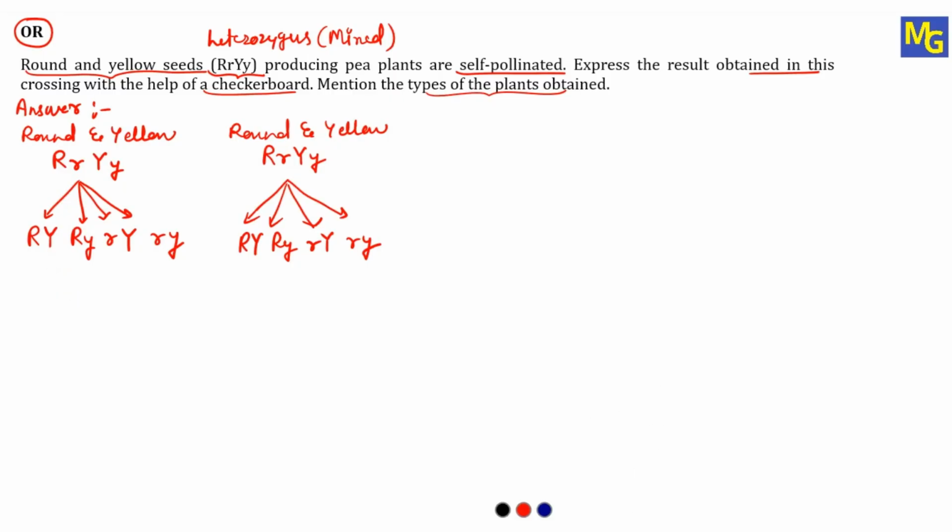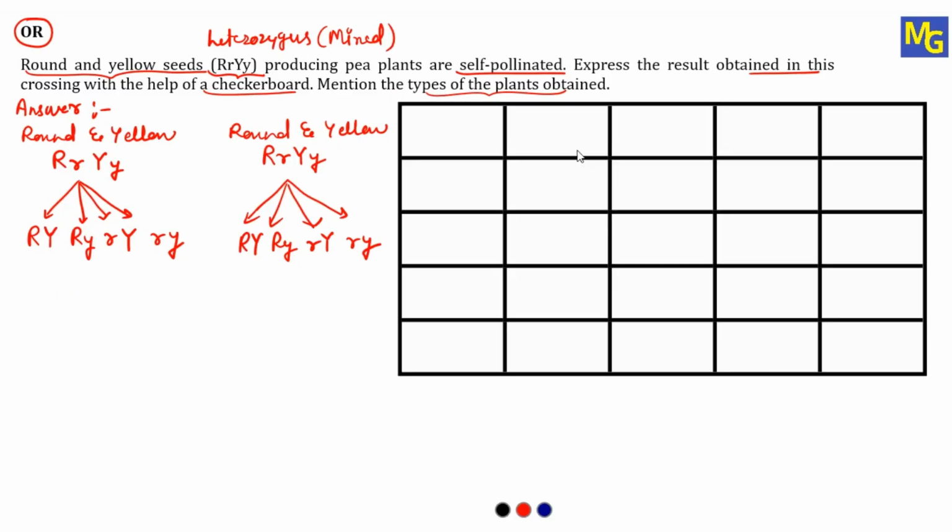So let me draw the checkerboard first. Write down here capital R, capital Y, capital R, small r, capital Y, small y. While writing this, you have to be very careful because this is what we are going to cross. If you go wrong while writing these genes, then the whole checkerboard will go wrong and we'll never understand where we went wrong. That's why I should be very careful.